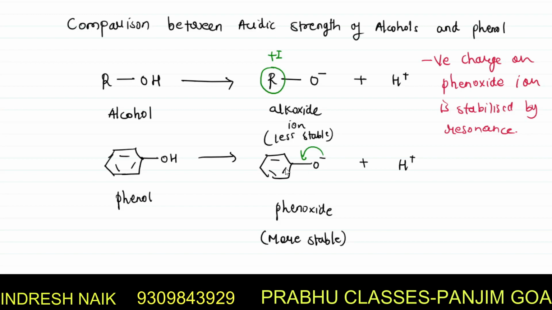It shows a plus M effect, meaning electrons are donated to the benzene conjugation. Means this negative charge is stable due to resonance. Right? So that's why we can say that phenol is more acidic than alcohol. Therefore, phenol is more acidic than alcohol.